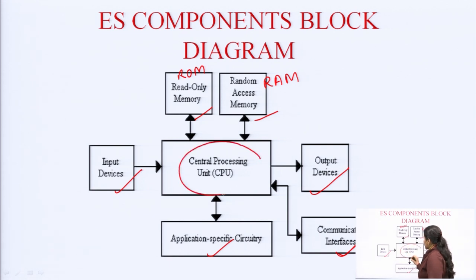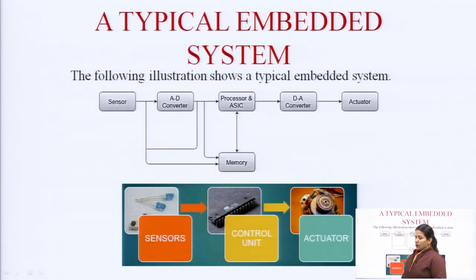So, what is the central processing unit? This is the heart of any embedded system application. It can be microprocessor based or it can be microcontroller based. So, this diagram shows a typical embedded system in which there is a sensor, there is an A2D converter, a processor, or it can be an application specific integrated circuit processor, a D2A converter, an actuator, and this is the memory.